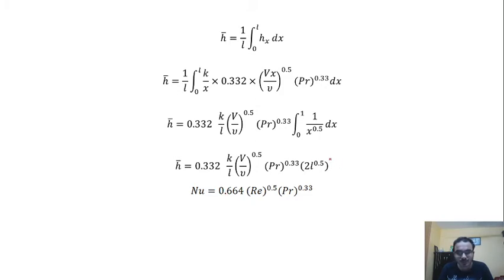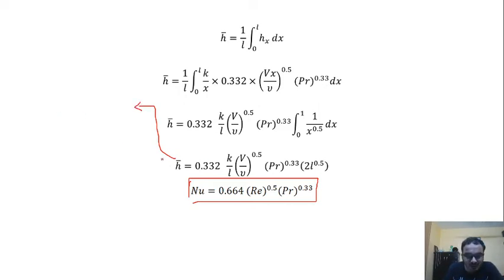We will not go into detail of this. Here we are getting the Nusselt number as 0.664 Reynolds raised to 0.5 into Pr raised to 0.33. We will see how it has been arrived at.